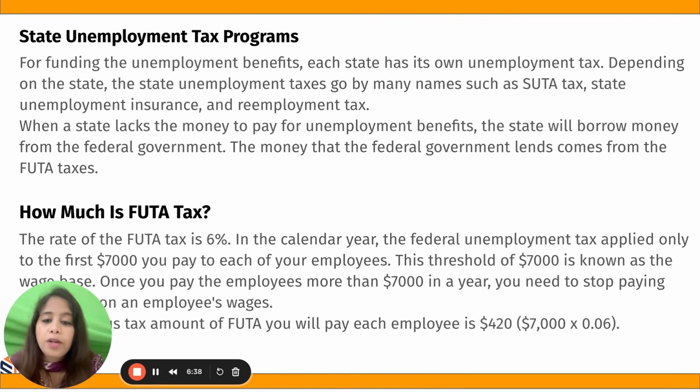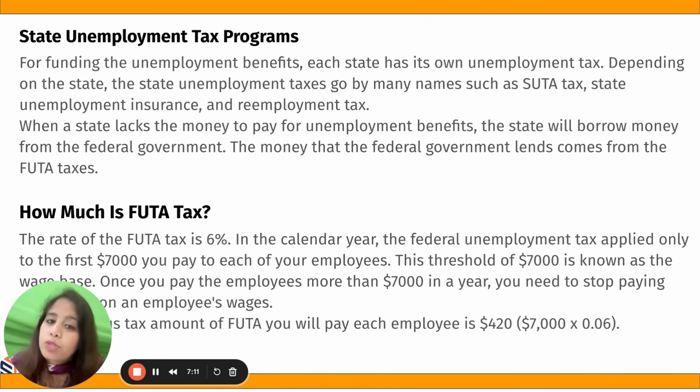Like for 2024, it's California and New York at 0.9%, and the US Virgin Islands at 4.2%. So we have to see how much is the credit reduction of my state, and as per that, what is the FUTA percentage of my state. So if you fall in any credit reduction state, then you have to see Schedule A 940 and see what is the percentage applicable to you.